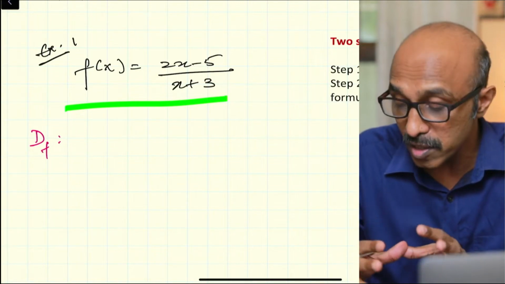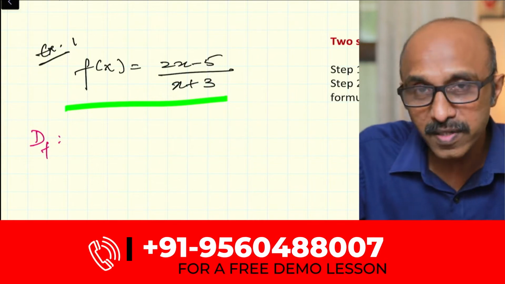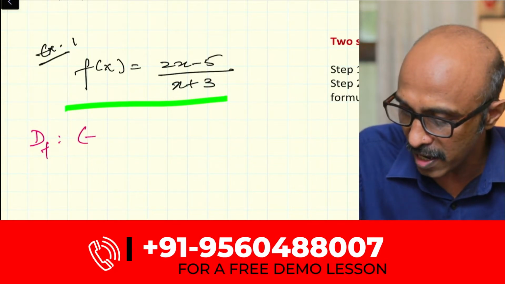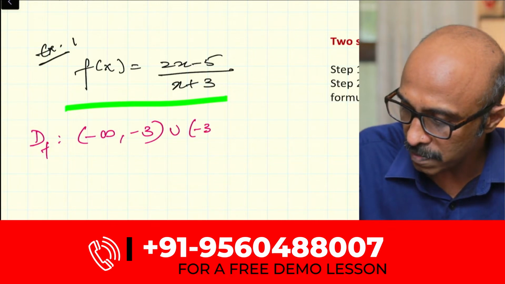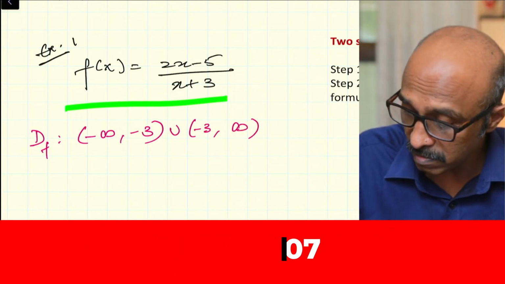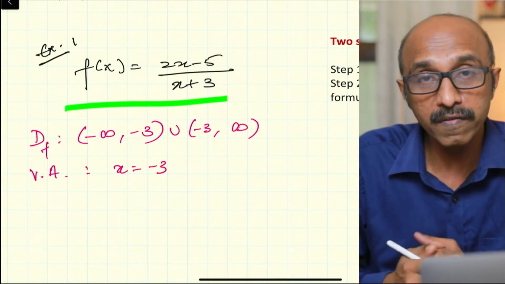So when we write the domain of f, we can see clearly that x equals negative 3 is going to make the denominator 0. There's going to be a vertical asymptote at x equals negative 3. So you have to exclude negative 3 from the domain, and we can write the domain as negative infinity, comma, negative 3, union negative 3, infinity. Because at x equals negative 3 there's a vertical asymptote, that's the equation of the vertical asymptote.